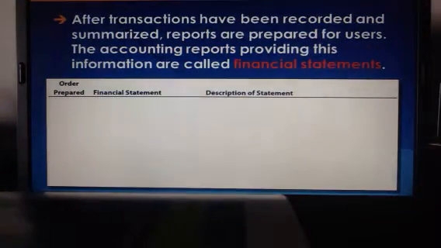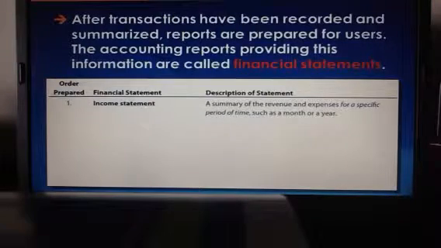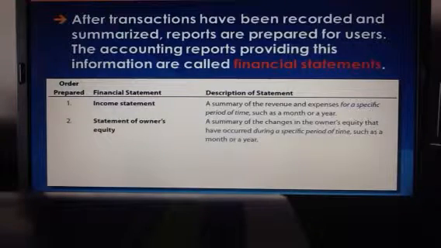Once we have recorded the transactions for a period, we're going to look at financial statements. These are the reports that are prepared for users. There are 4 types of financial statements. There's the income statement that summarizes the revenues and expenses for a period of time, such as a month or a year. There's the statement of owner's equity, which looks at how owner's equity changes during a specific period of time, such as from the beginning of the month to the end of the month, or from the beginning of the year to the end of the year.